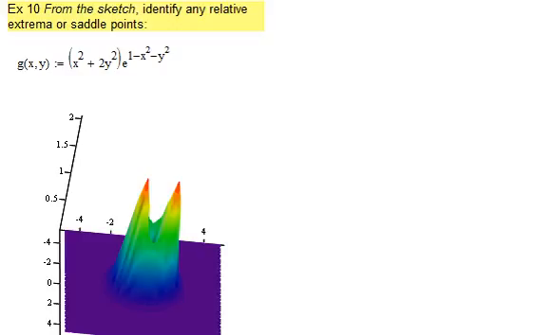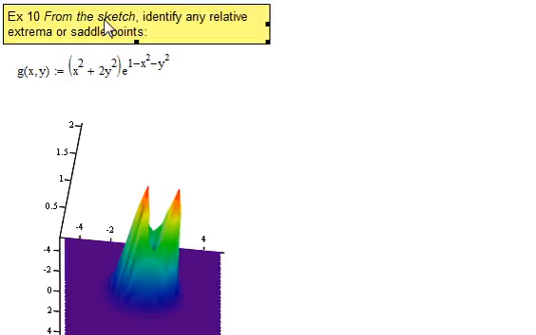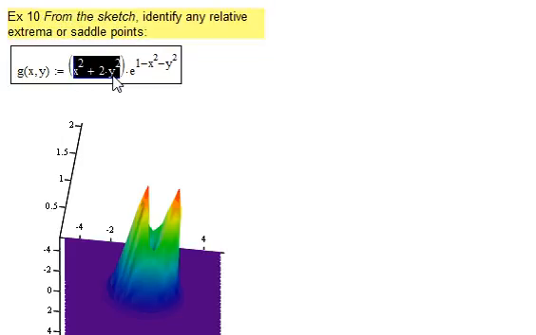One last and kind of easy example is just from the sketch. I got a picture of this function. Identify any relative extrema or saddle points. And what a function we have here: x squared plus 2y squared times e to the 1 minus x squared minus y squared power.